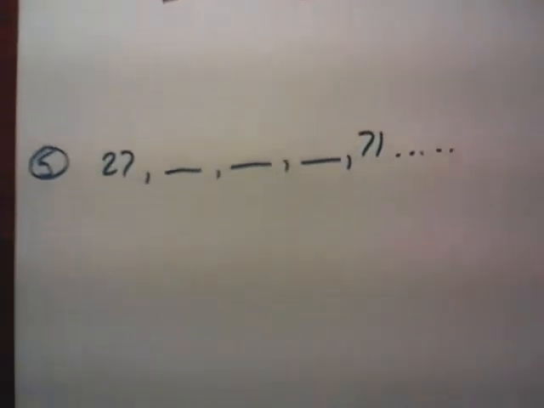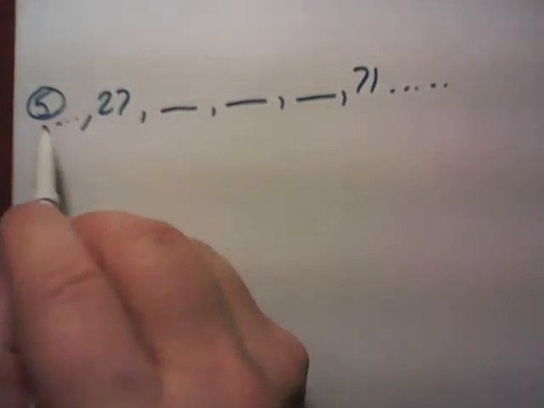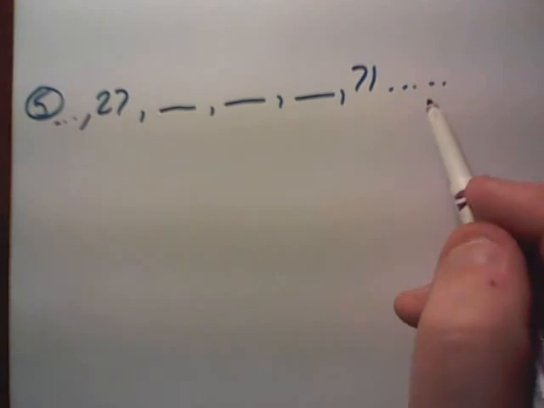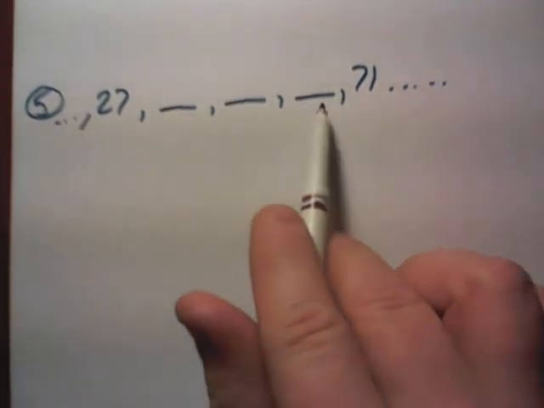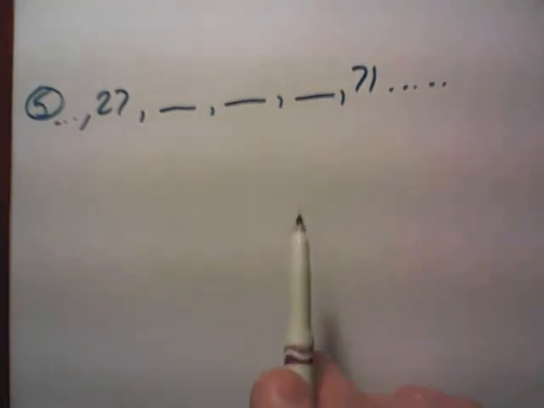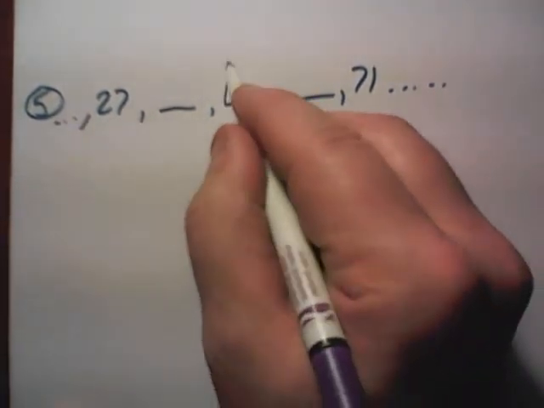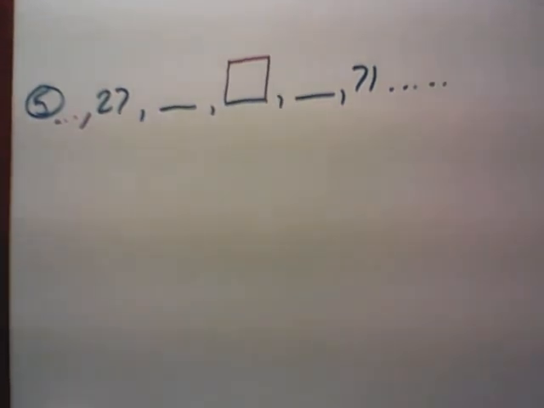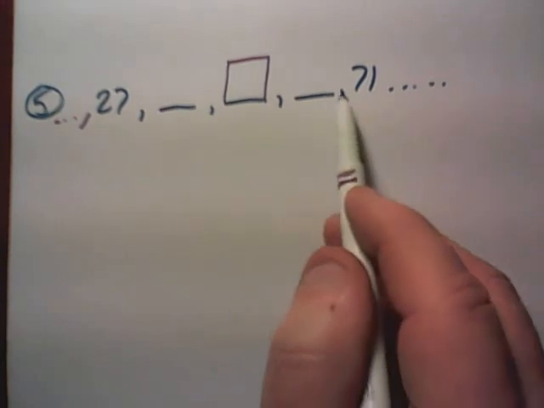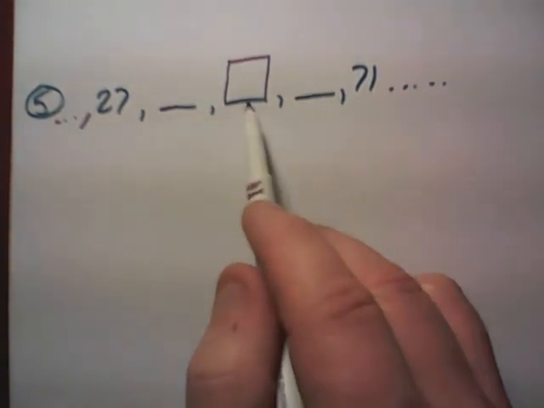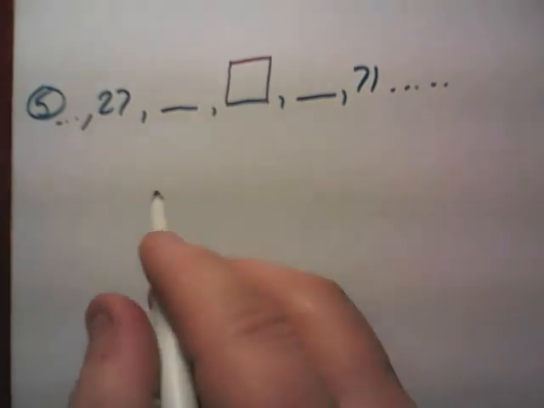So what about one like number 5? And again, these should be in your notes. What if we have numbers prior to 27 or after 71? This is somewhere in our sequence, but we want to find the 3 numbers that are between 27 and 71. Well, in order to do this, we're first going to find the number that's directly between them. So 2 after 27, but 2 prior to 71, would be the arithmetic mean of those two numbers.